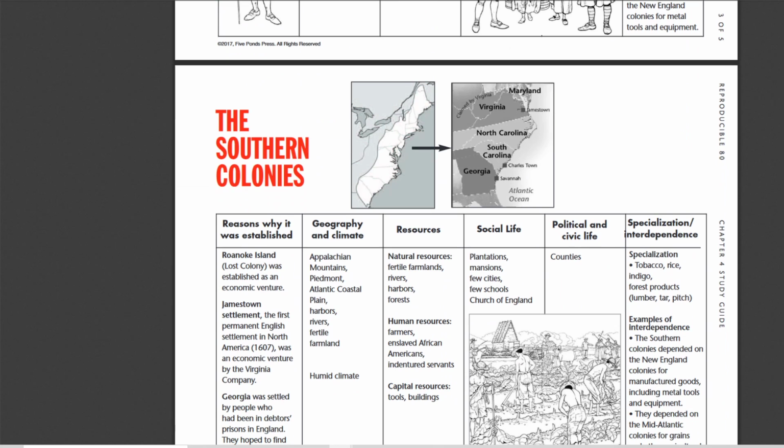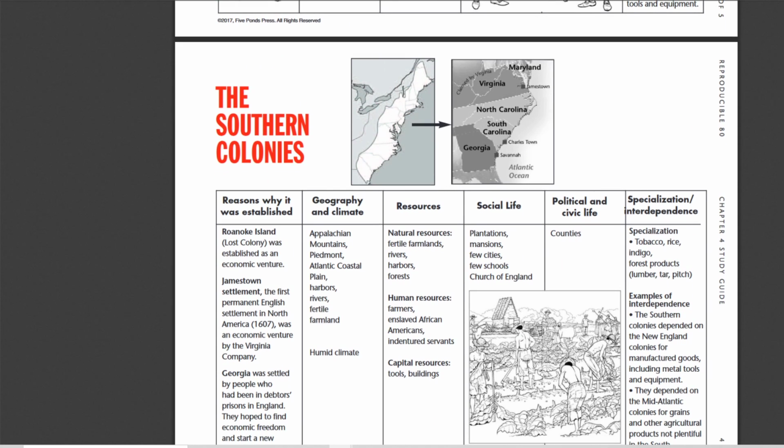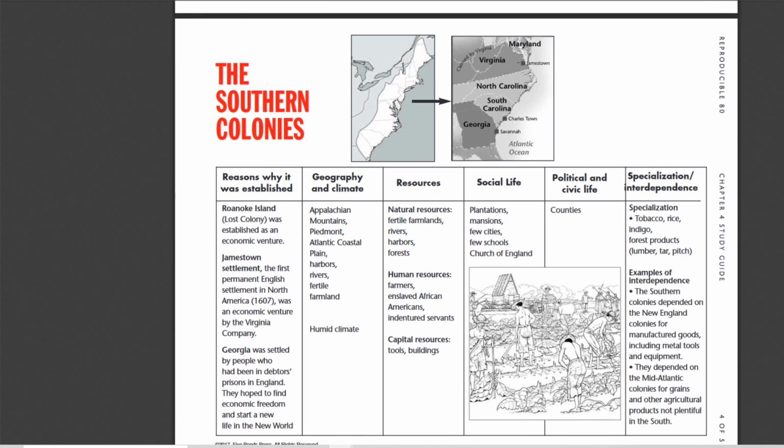And then we get the southern colonies. So now we're in the south. We're going to have two different things going on here. As we go south, we got Virginia, North Carolina, South Carolina, Georgia, right over here. So we have a couple colonies that we should remember. We have the Roanoke Island Colony that was established as an economic venture, as was Jamestown. Roanoke Island somewhere over here, and then Jamestown over here. And they're both economic ventures.